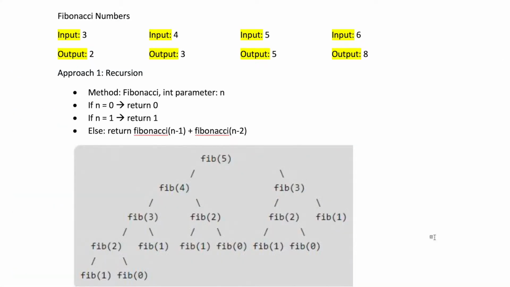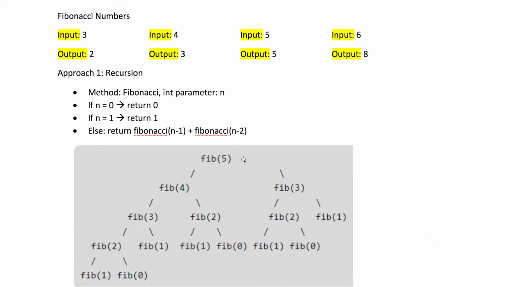The first approach we'll go over today is the recursive approach. In this approach, we will have a method, Fibonacci, with an integer parameter n. We'll have two base cases where if n equals 0, we return 0, and if n equals 1, you return 1. If neither of these base cases is true, you will return the Fibonacci of n minus 1 plus the Fibonacci of n minus 2.